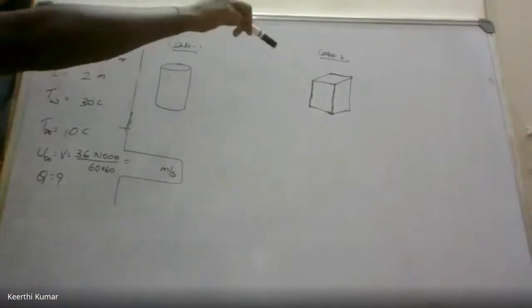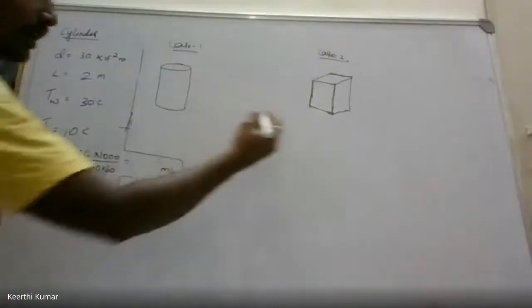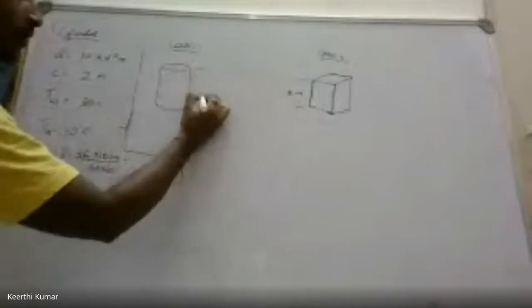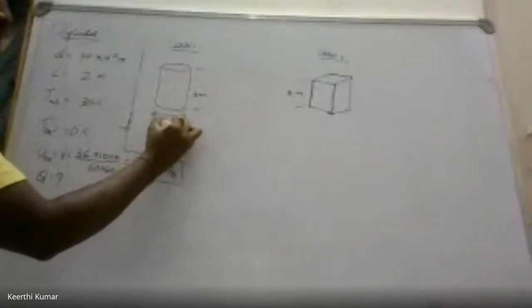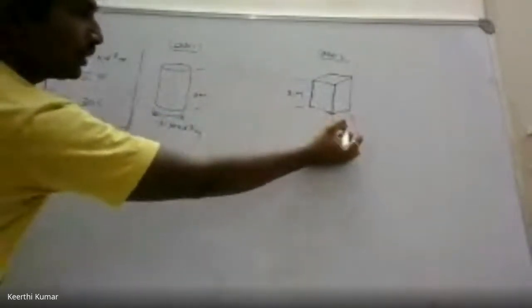Here it is a diameter, there it is a square. But there, the dimension is not given. Length will be the same, correct? What is the length here? It will be 2 meters. Here also it will be 2 meters. But here, the diameter is 30 × 10^-2 meters. We don't know this one; first, we have to calculate it.